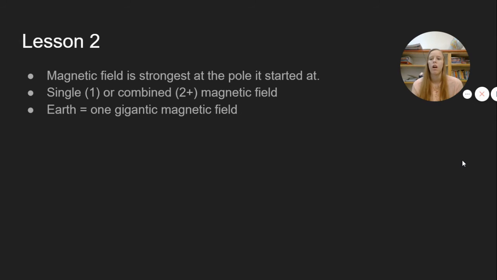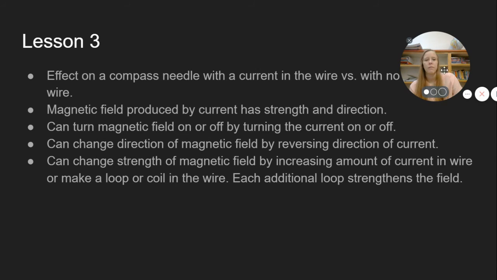Lesson 2, a magnetic field is strongest at the pole it started at, which is usually the north pole. You can have a single magnetic field made of 1 magnet or a combined magnetic field made of 2 or more magnets. And then remember that Earth is like one gigantic magnetic field. Lesson 3 had a little more.